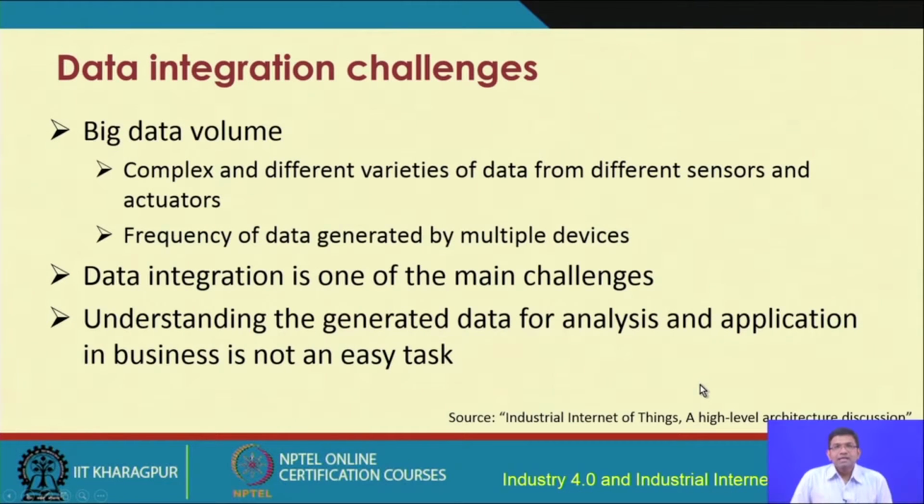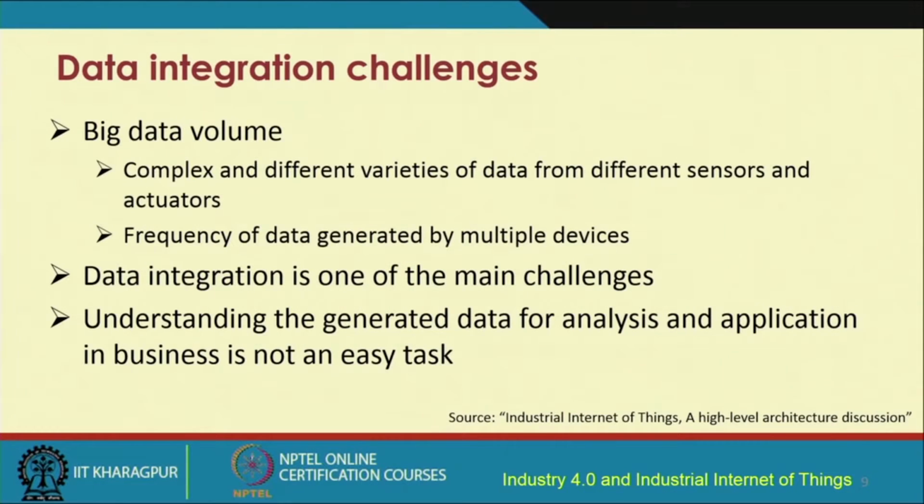There are data integration challenges with respect to the volume of data that is coming in. We are talking about the complexity and the variety of data coming in huge volumes and large velocities continuously. This data is coming from these different sensors and actuators. To manage and analyze this data is a very Herculean task. That is why the adoption of IIoT is also very non-trivial.